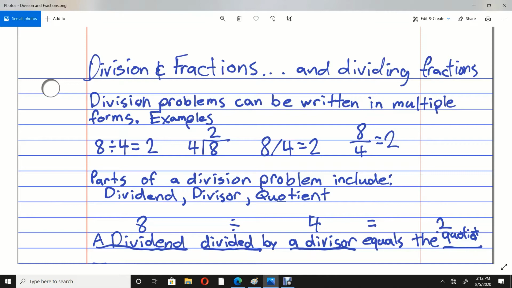I wrote quotient really badly down here, but you can see where it is right here. Your quotient is the solution to a division problem, and it represents the number of groups you get after you break a dividend down into a certain number of groups. So take some time, finish copying those notes right there.